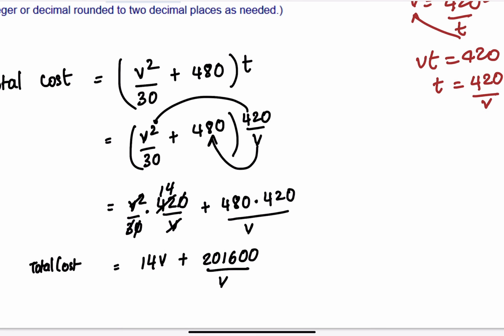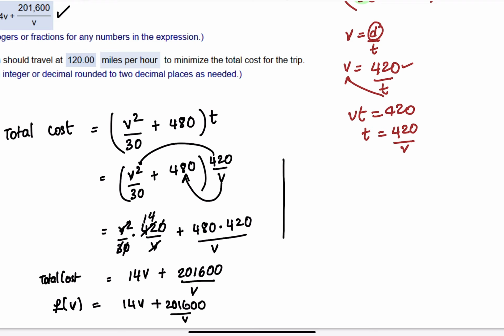So now I'm going to write this as a function of V. I'm using f of V because there's no x here. f of V equals 14V plus 201,600 over V. And you know that I have to find the first derivative.